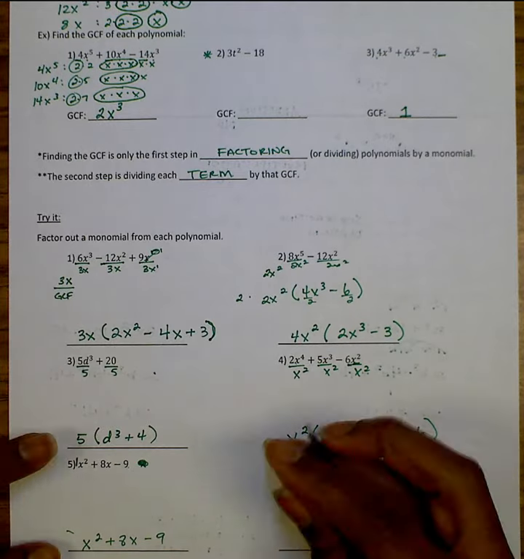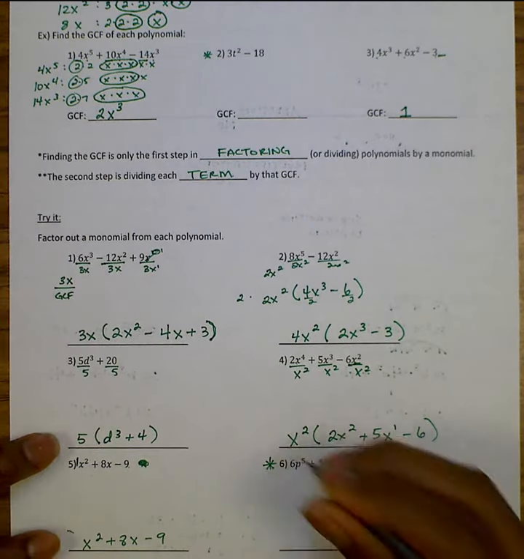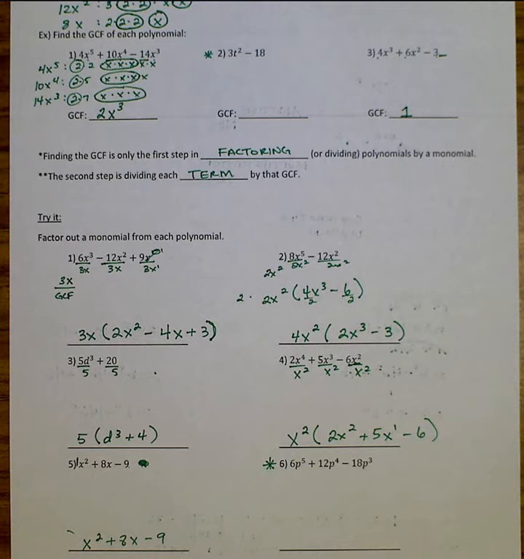Alright, you've got one problem left. Try number 6. Find out the GCF. Look at 6, 12, and 18. Find the GCF between those, between p to the 5th, p to the 4th, and p to the 3rd power. Factor it out and leave your expression here. Okay? Alright, see ya.